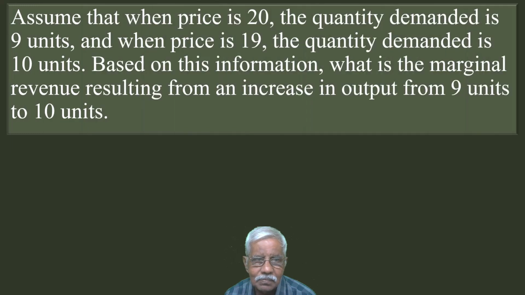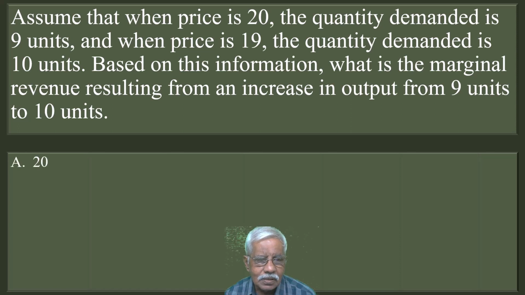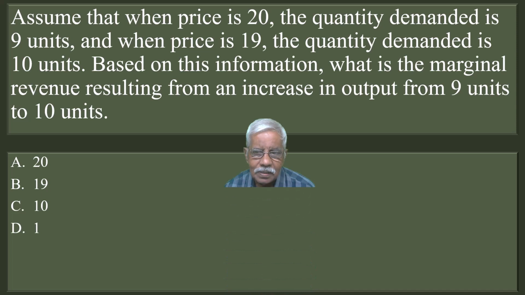Next question. Assume that when price is 20, the quantity demanded is 9 units. And when price is 19, the quantity demanded is 10 units. Based on this information, what is the marginal revenue resulting from an increase in output from 9 units to 10 units? Options 20, 19, 10, 1.